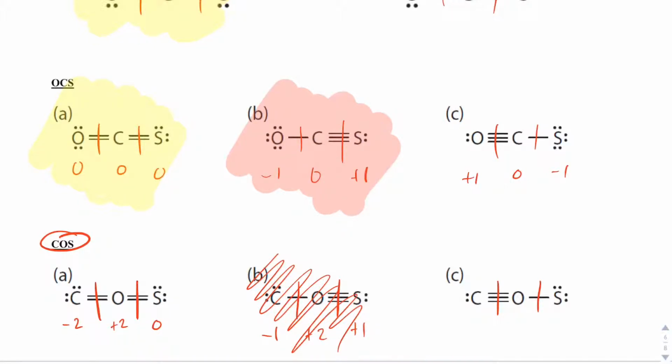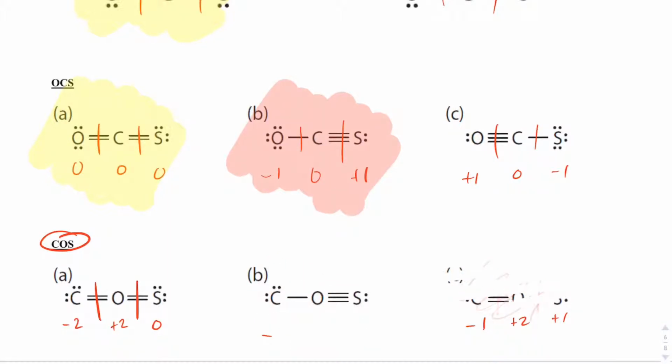Again, this one doesn't add up either, so I guess that is our Lewis structure. Maybe I'm doing something wrong. Give me a second to just think about this. Yeah, this must be our best Lewis structure. This one is very strange. Okay, it's the only one that could add up to be our overall charge.